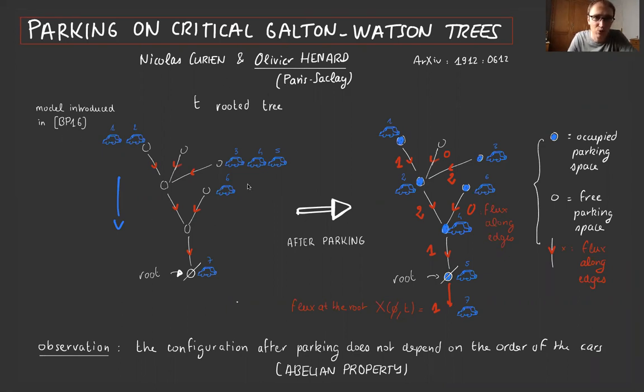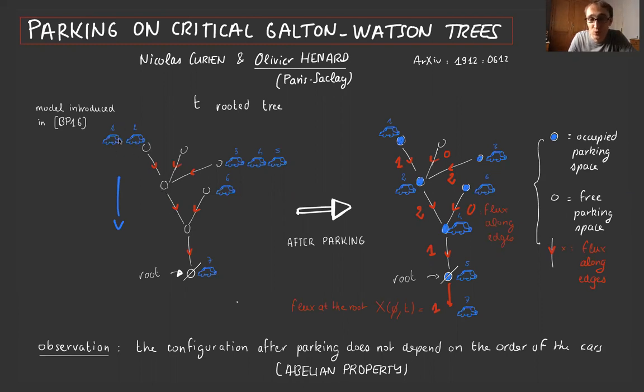In our case, we'll be interested in parking on trees. So let T be a rooted tree. We have an example here on the left. Each vertex of the tree is a parking space that may accommodate at most one car. When a car arrives on its favorite vertex, it will try to park there if unoccupied, or proceed on its way down to the root and park as soon as possible.